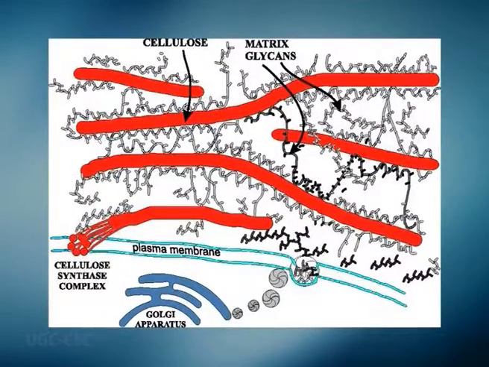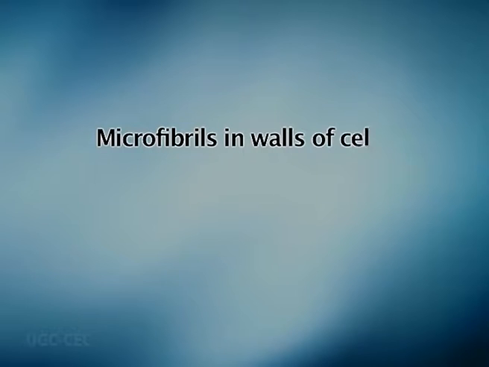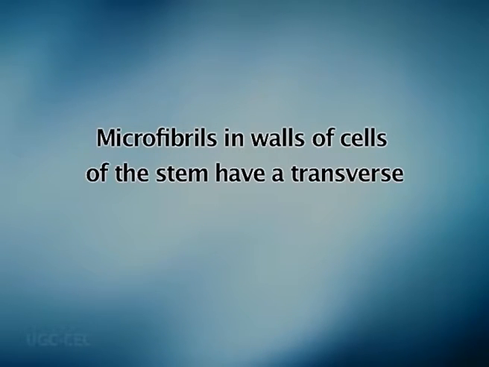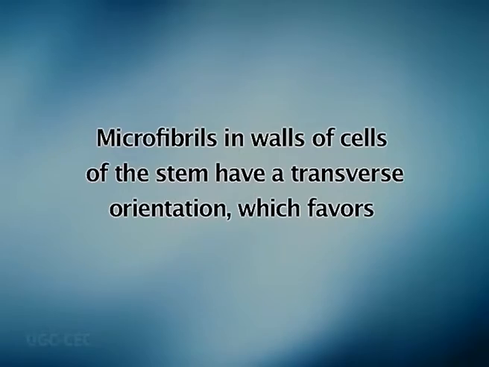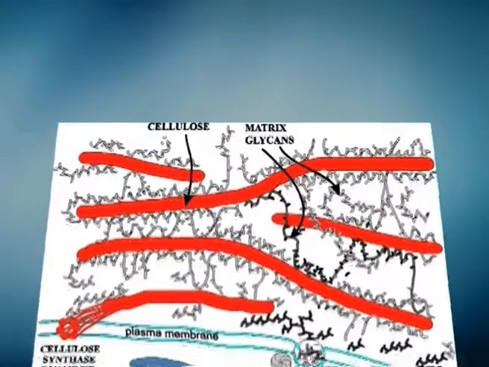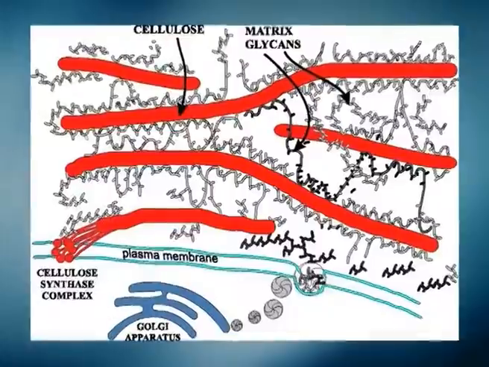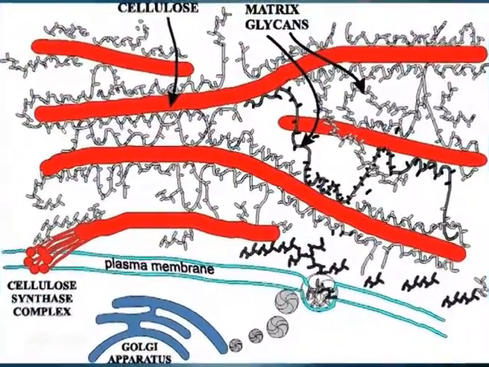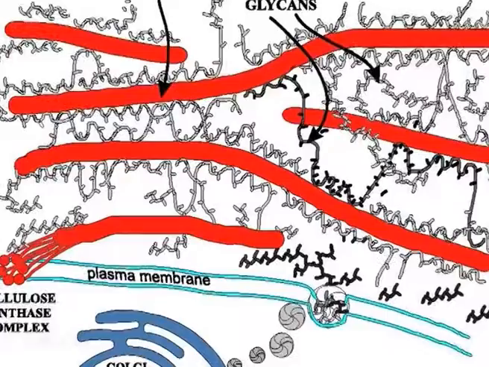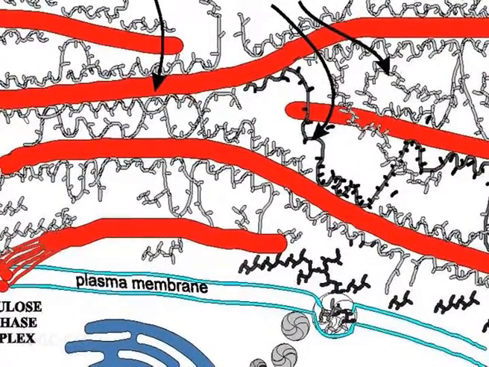Dear friends, the orientation of microfibrils determines the directionality of cell expansion, but it does not influence either the rate or magnitude of expansion. Normally, the microfibrils in the walls of cells of the stem have a transverse orientation, which favors elongation growth. In lettuce hypocotyls, GA was found to promote cell expansion even in the presence of a microtubule poison called colchicine, which causes the deposition of randomly oriented cellulose microfibrils in the cell wall.